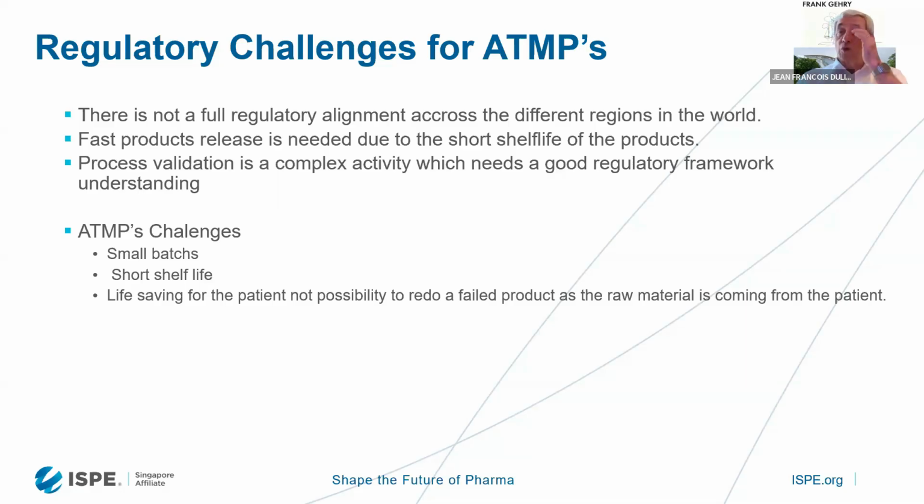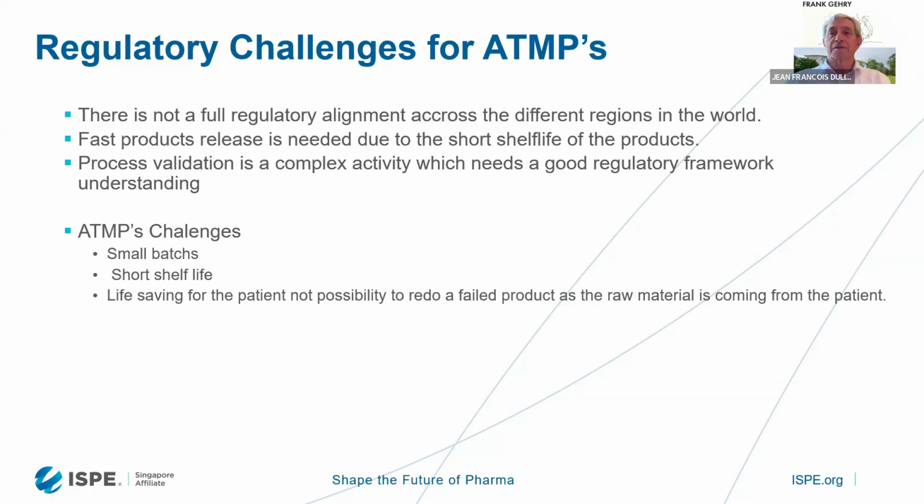This is why we need to address during the manufacturing every piece of information to be sure that all the process steps are within the range which has been allocated. And process validation in this context is a complex activity which needs a good understanding of the regulatory framework. The regulatory rules are the key point to have a validated product.